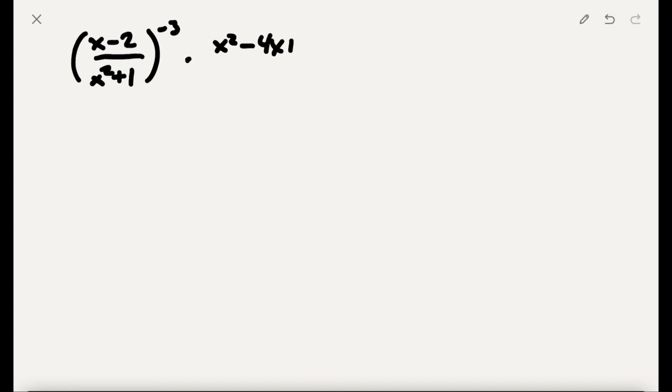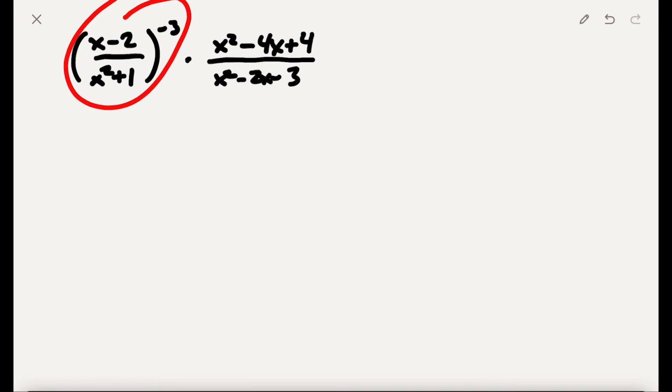All right, so this next one's going to be the most tricky, I would say, because it involves an exponent that is negative. So this whole rational expression right here is all raised to the -3rd power. And then from here, we're going to multiply this by x squared minus 4x plus 4 all over x squared minus 2x minus 3. All right, so first thing I'm going to do is flip this first rational expression right here because it's just a negative third power. So I can make it positive if I flip it. So that's what I'm going to do.